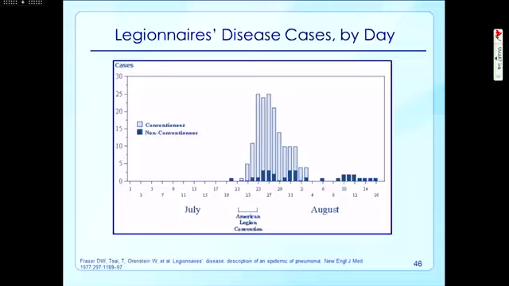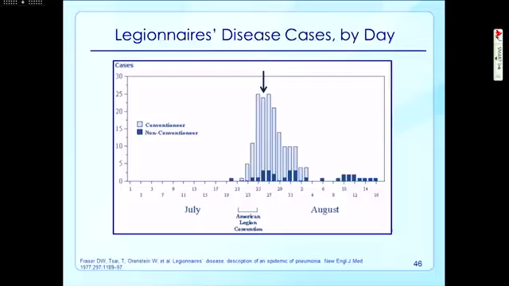This graph indicates the number of Legionnaire's disease cases among conventioneers and non-conventioneers by day in July and August of 1976. Now remember, these are the absolute number of cases, not the disease rate. You can see that the number of cases peaks from July 25th through July 27th, indicated by the arrow, soon after the convention begins, which is indicated by the bracket on the bottom of the slide. By the end of the convention, the number of cases had reached its peak and then subsequently started to decline.